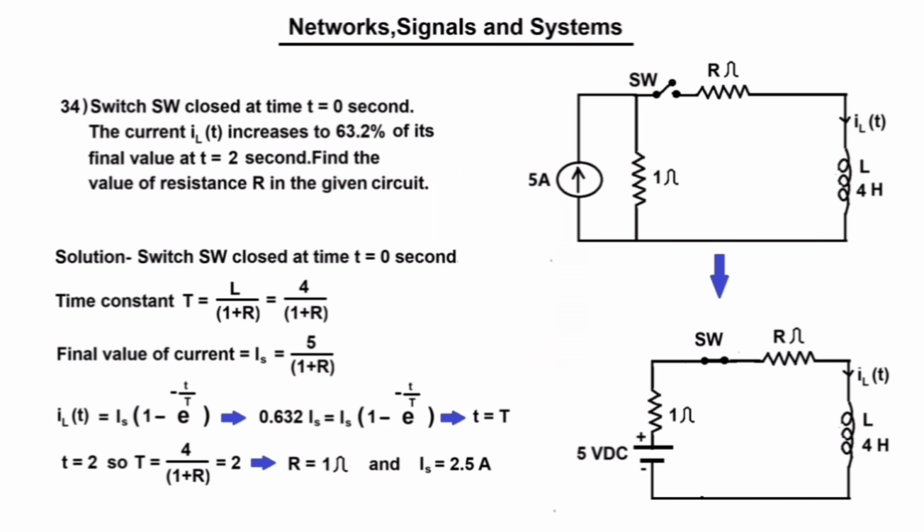This is equal to 0.632 I_s, equal to I_s times 1 minus e raised to power minus t upon τ. After solving this equation, t equal to time constant τ. We put the value of t equal to 2 in the time constant. So after solving this equation, R equal to 1 ohm and steady state current equal to 2.5 ampere.